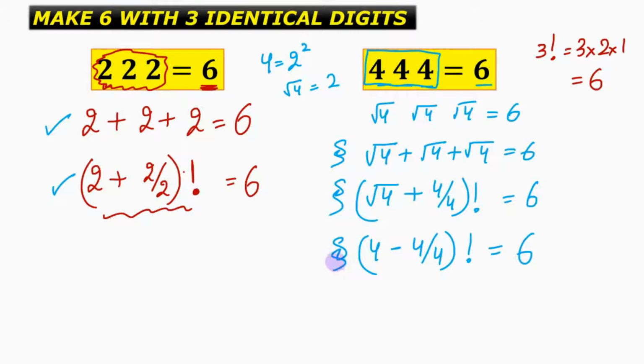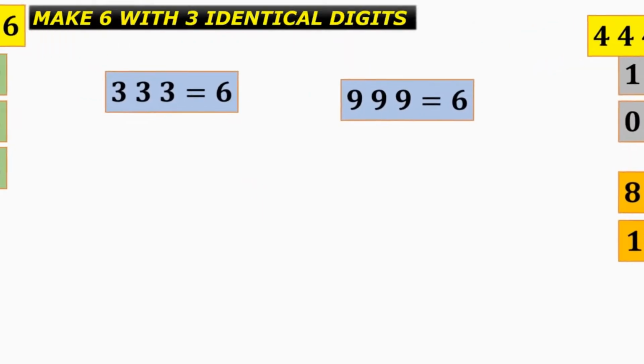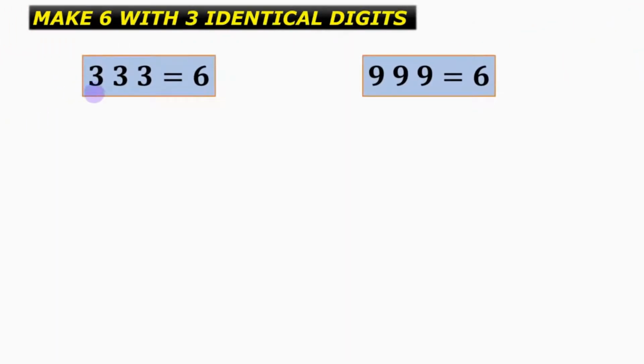So these are the three solutions to this question. Okay. Now let us proceed further. Now we have 3, 3, 3 equal to 6 and 9, 9, 9 equal to 6. Okay. Now one method is 3 into 3 is equal to 9 minus 3 is equal to 6. So this is solution number 1.